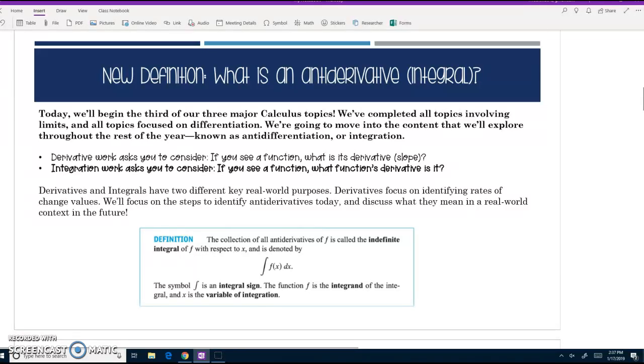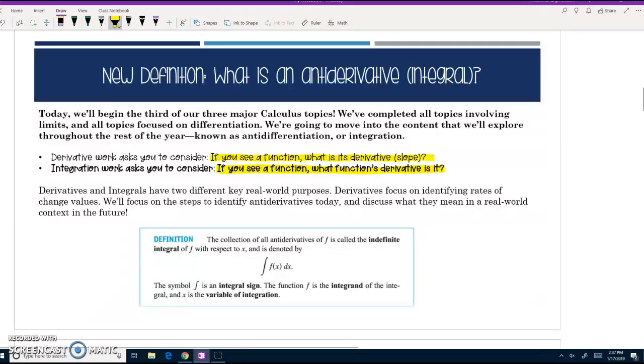So in these two bullet points here, what you have is the two essential questions behind derivatives and then the reversal process or integration. So first up, it says derivative work asks you to consider if you see a function, what is its derivative? So what is its slope? Now we're just reorienting ourselves in our content, and instead of coming across a function and wanting to find out its slope, we're asking what other function is this function the slope of? So we're just working backwards. So here, if you see a function, which function's derivative is it?